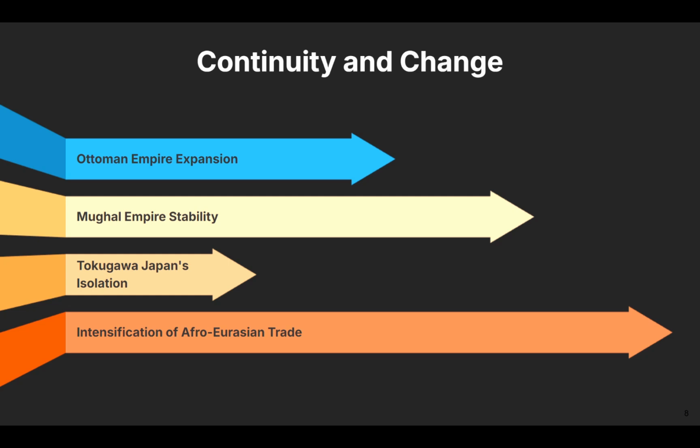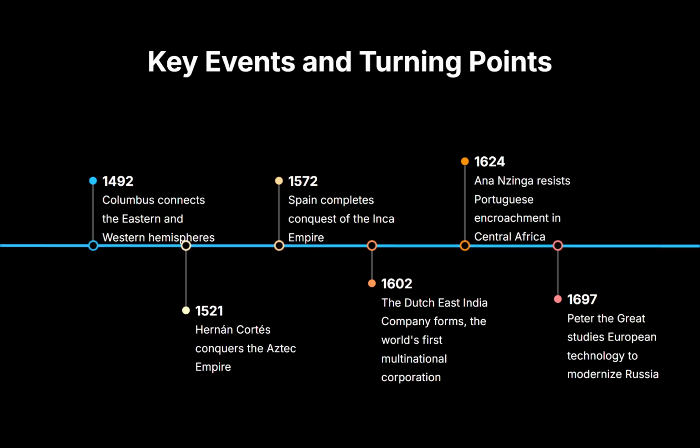If Europe dominated the seas, did land empires still matter? The answer is yes. Maritime empires expanded influence, but land empires continued to anchor regional order. History is never a single story. It's overlapping systems of continuity and change. Let's look at some key events and turning points that we'll see in this unit.